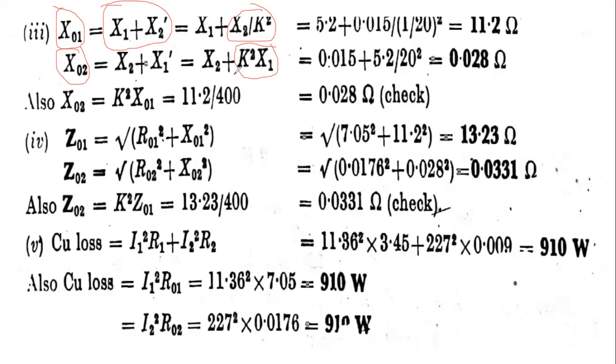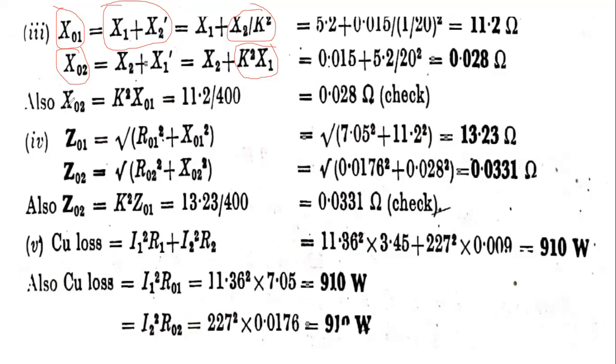Where X1 dash is K square into X1, where K is the transformation ratio, that is 1 by 20, into X1. X1 is the primary reactance and X2 is the secondary reactance. Therefore, X1 dash is the primary reactance referred to secondary, and X2 dash is the secondary reactance referred to primary.